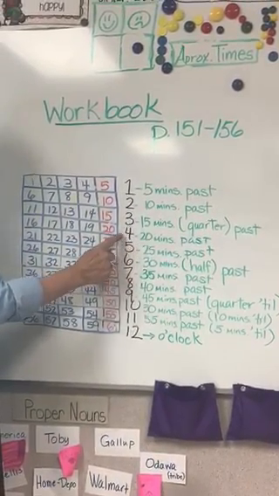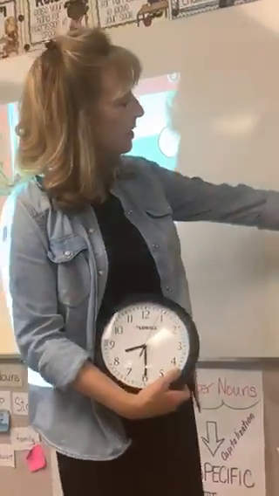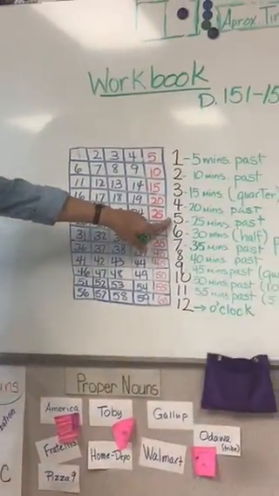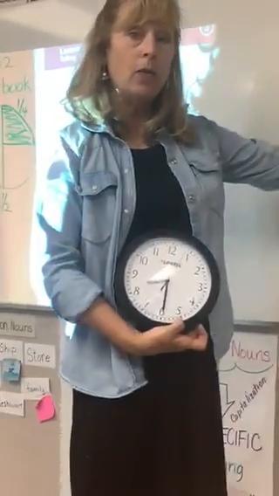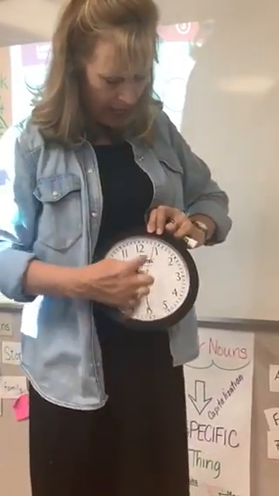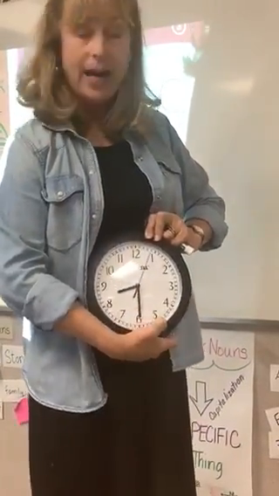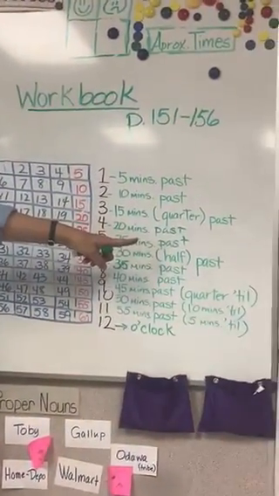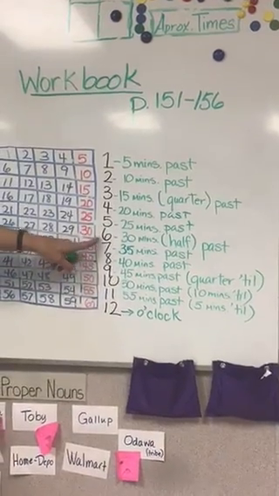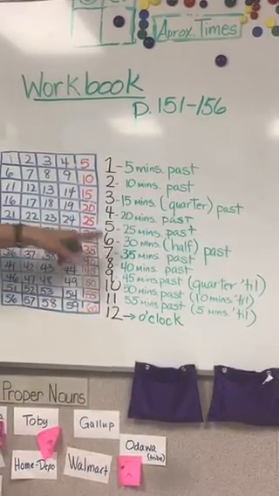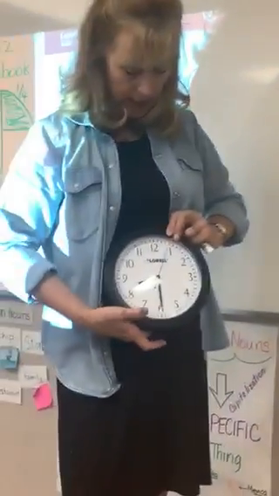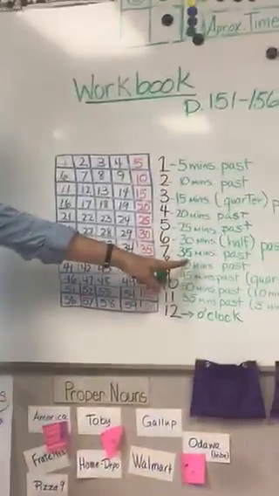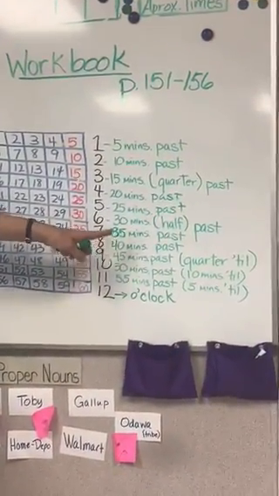20 is at the 4. The 4 on our clock is equal to 20 minutes. The 5 on our clock is equal to 25 minutes. 25 minutes past the hour. If your minute hand is on the 5, that means 25 minutes past the hour. Okay? 30, we already know, that's half past. That's the 6, half past. 7 is 35 minutes past the hour.